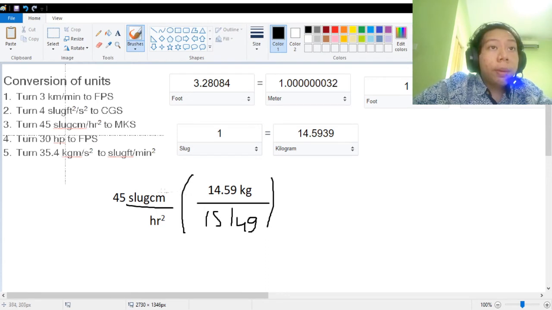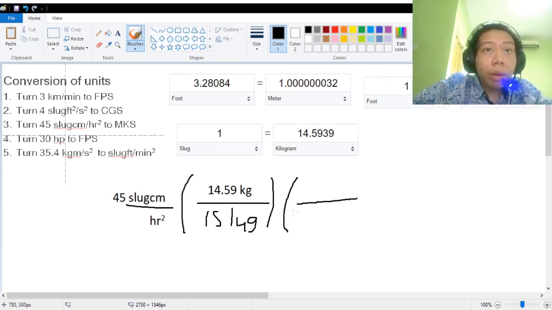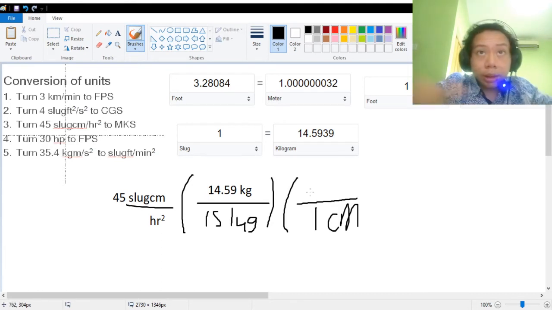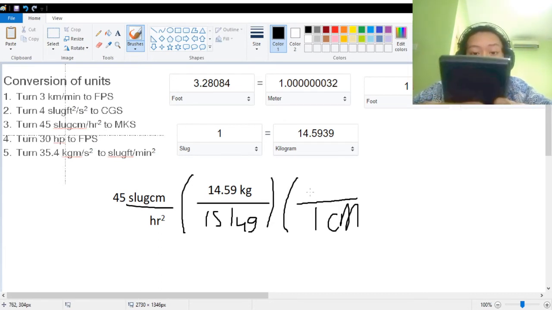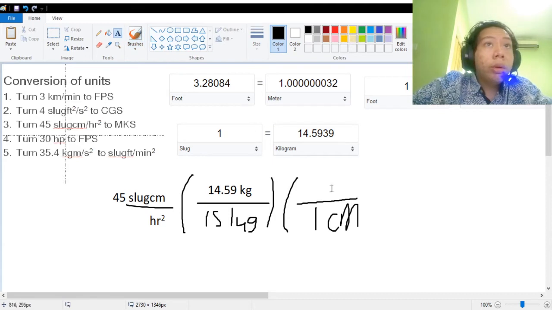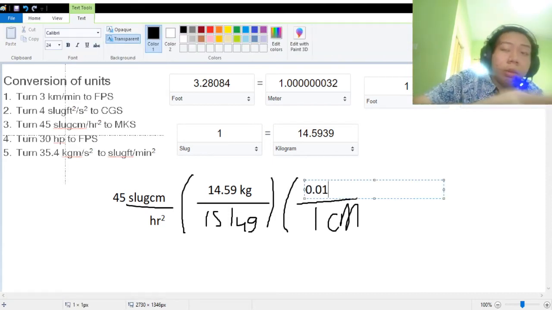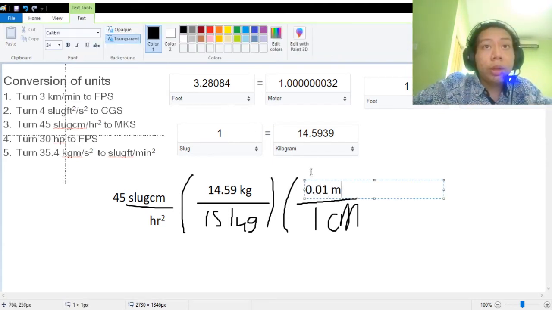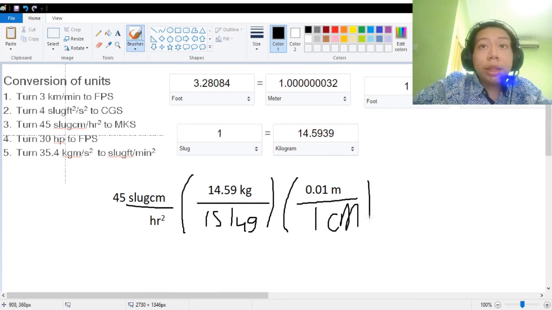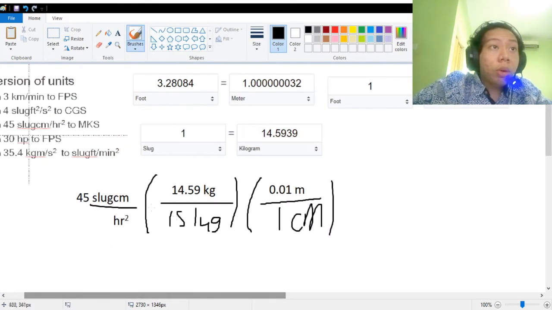And after that, we convert centimeter to meter. So we need to cancel centimeter by 1 cm, so we divide it by 1 centimeter. So 1 centimeter to meter is 1 divided by 100, which is 0.01 meters.